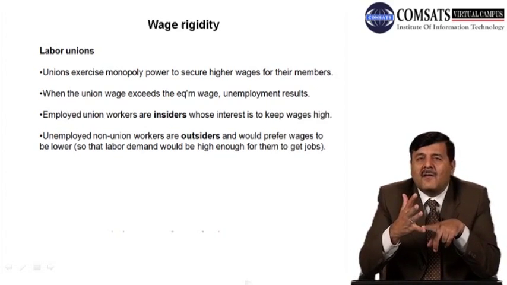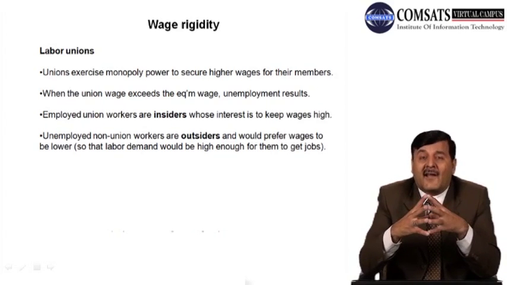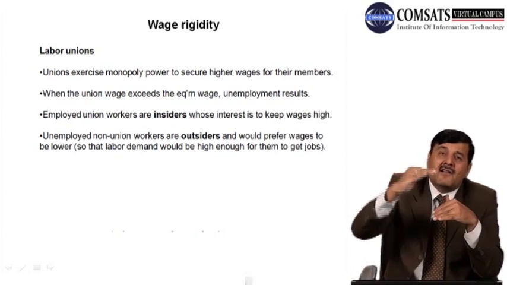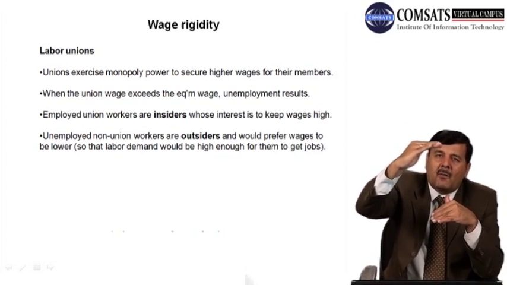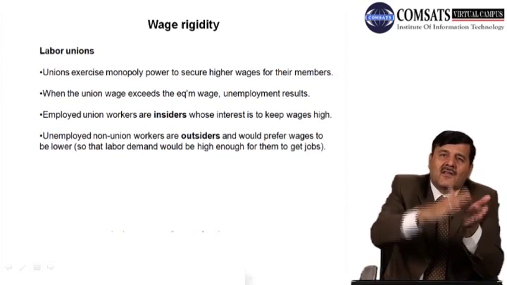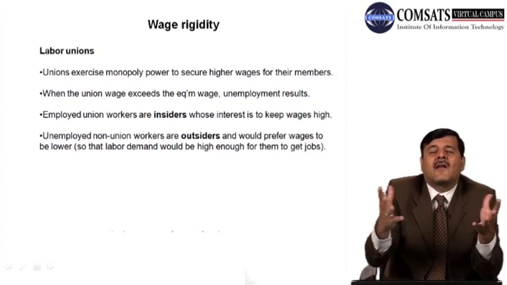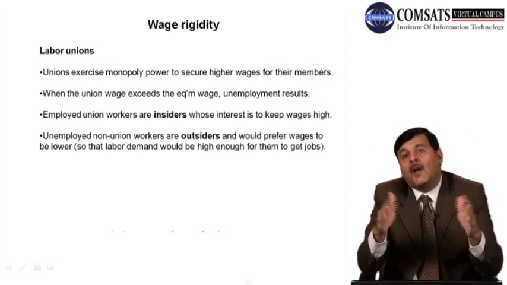और जैसे कि हमने कहा कि वेज रिजिडिटी की वजह से अनएम्प्लॉयमेंट रहती है इकॉनमी में. वेजेस आर रिजिड डाउनवर्ड, दे आर ऑलवेज अबव द इक्विलिब्रियम वेज रेट. जब वो ऊपर होती है इक्विलिब्रियम वेज रेट से, डिमांड कम होती है, सप्लाई ज़्यादा होती है, एंड नेचुरली देयर इज़ ए सर्टेन लेवल ऑफ अनएम्प्लॉयमेंट.